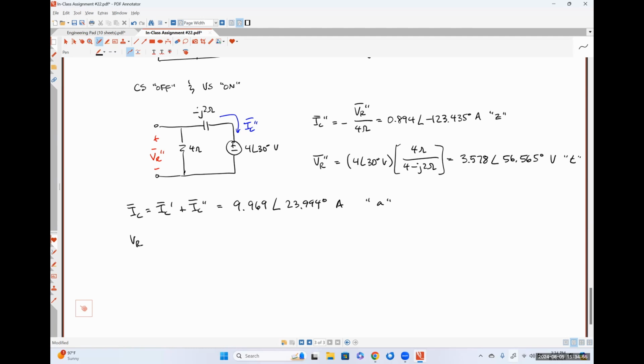And then VR is VR single prime plus VR double prime. So that is Y plus T. 19.9198, so 19.920, angle negative 54.4866. So let's call that 54.487 degrees volts, which I'm storing as B.